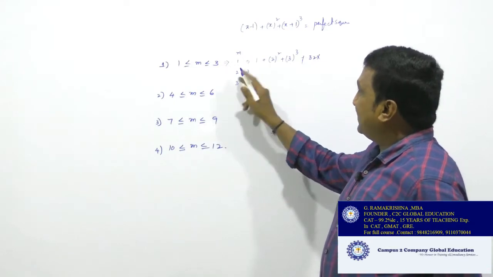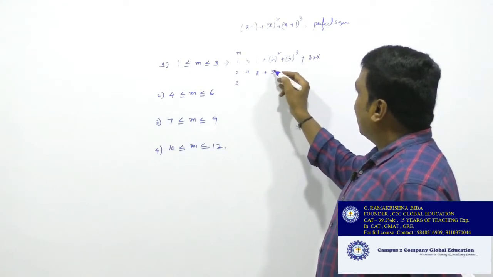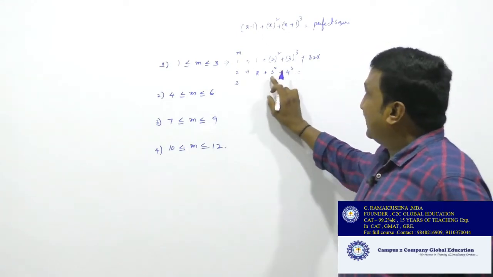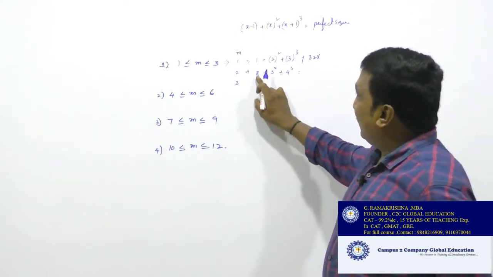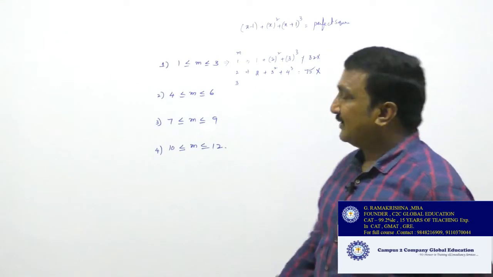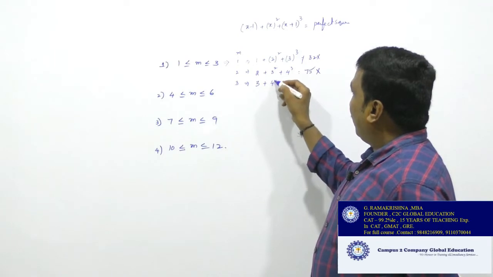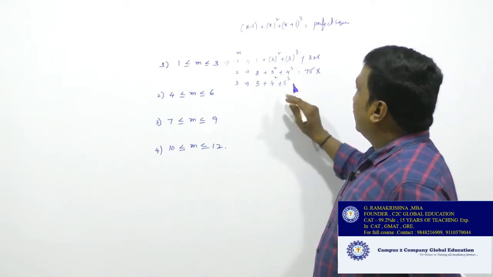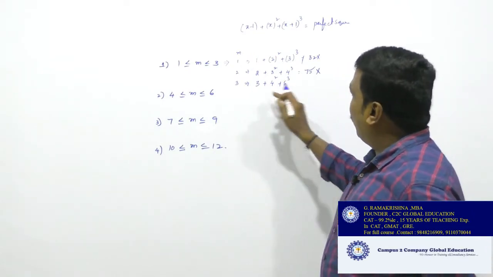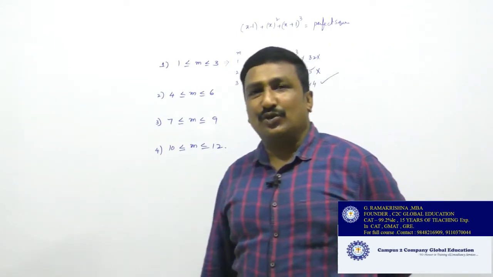Now if we take m as the least value, 2. What are the remaining values? 2, 3 square, 4 cube. 4 cube is 64. 64 plus 9 is 73. 73 plus 2 is equal to 75. It is also not a perfect square. So we can eliminate. And the third one, 3, 4 square and 5 cube. So 5 cube is 125. 125 plus 16 is equal to 141. 141 plus 3 is equal to 144. So 144 is a perfect square.